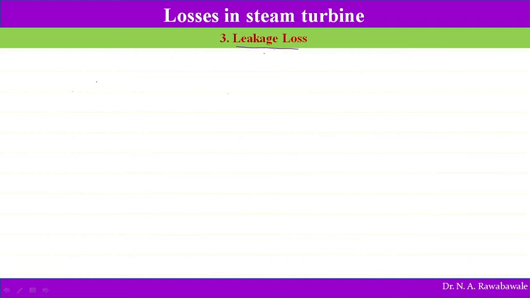Then the third loss is leakage loss. So what is this leakage loss? Leakage of steam occurs at various points in the turbine. The very first point is between the turbine shaft and bearing. Then the second one is between the shaft and stationary diaphragms carrying nozzle in case of reaction turbine.